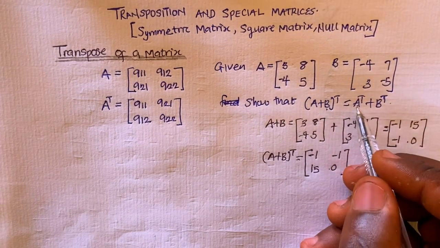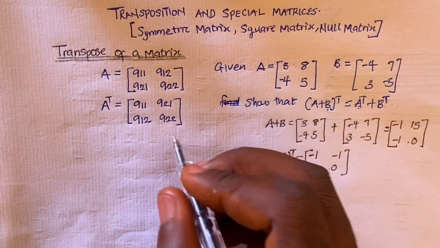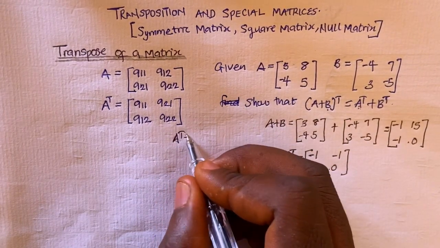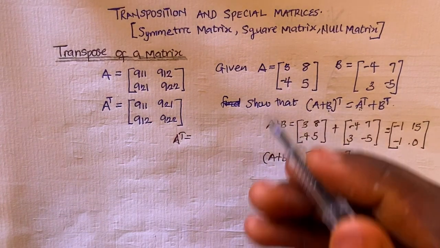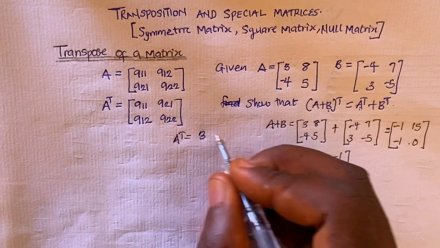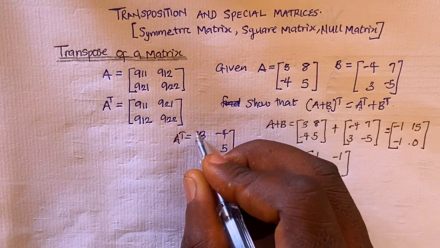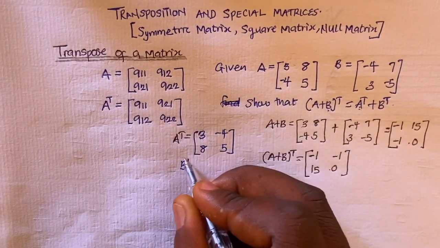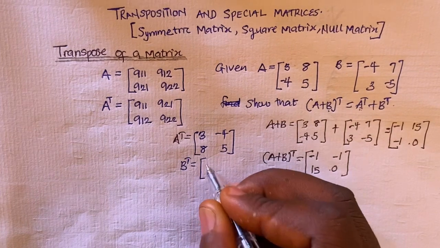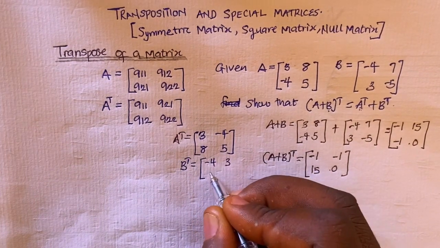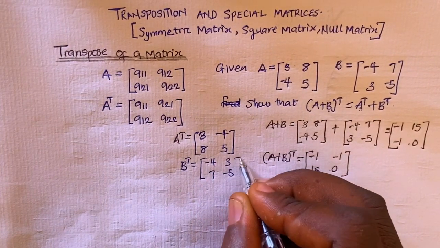Now, the first thing we need to do is to find our A transpose. Finding A transpose here, A transpose will simply be 3 minus 4, 8 and 5. Right? Then our B transpose equal minus 4, 3, 7 and minus 5.